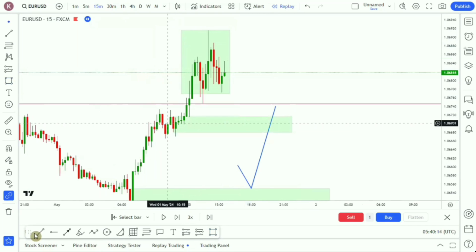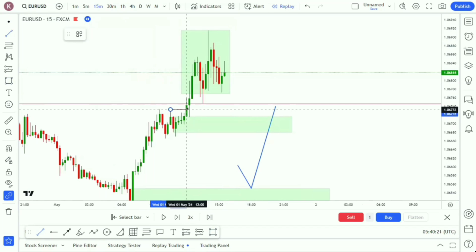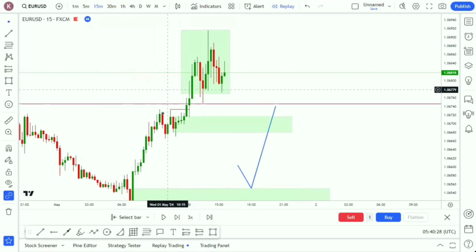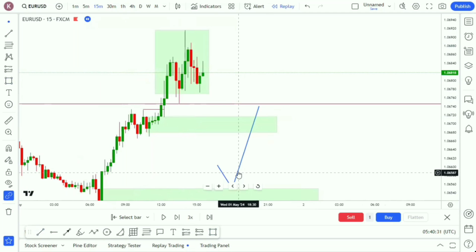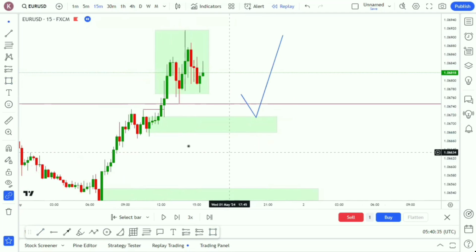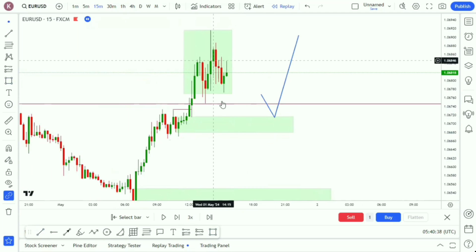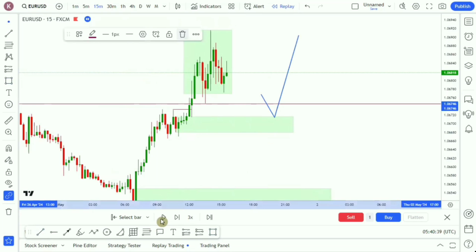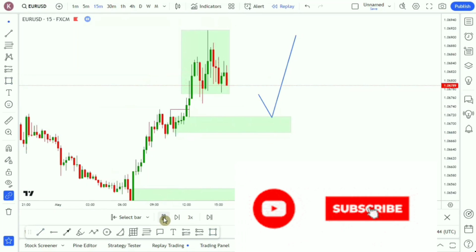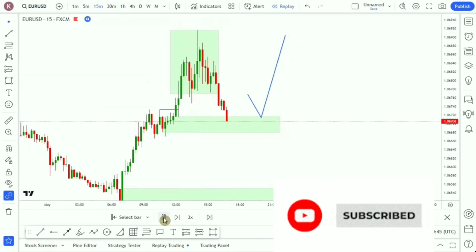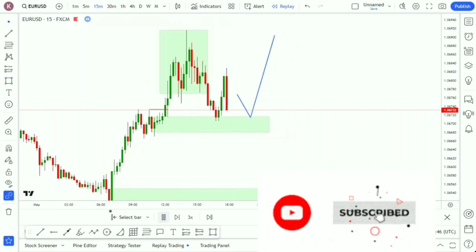So look for a nice break of structure to the upside. Here we have it, break of structure. So clearly you can see we formed some sort of consolidation here. So you can expect the price to, and this is going to act as our liquidity area, this zone here. So let's see our price. Let's see. Yes, nice, very nice.